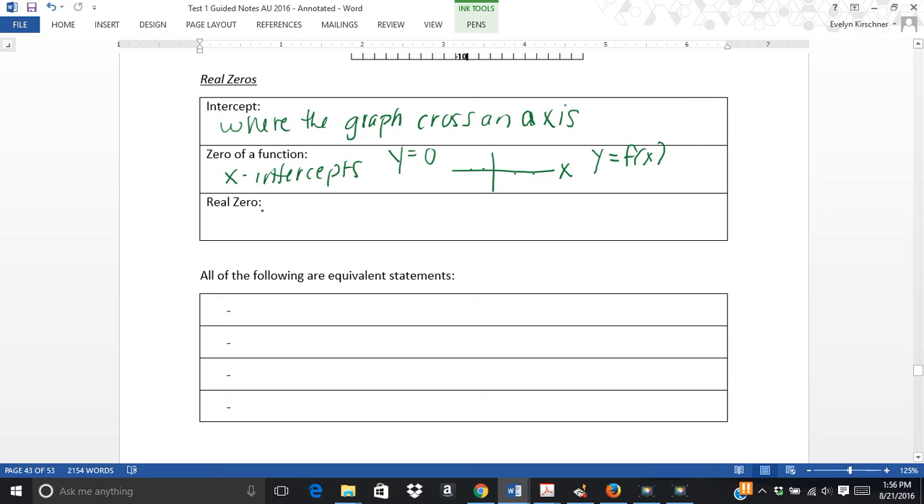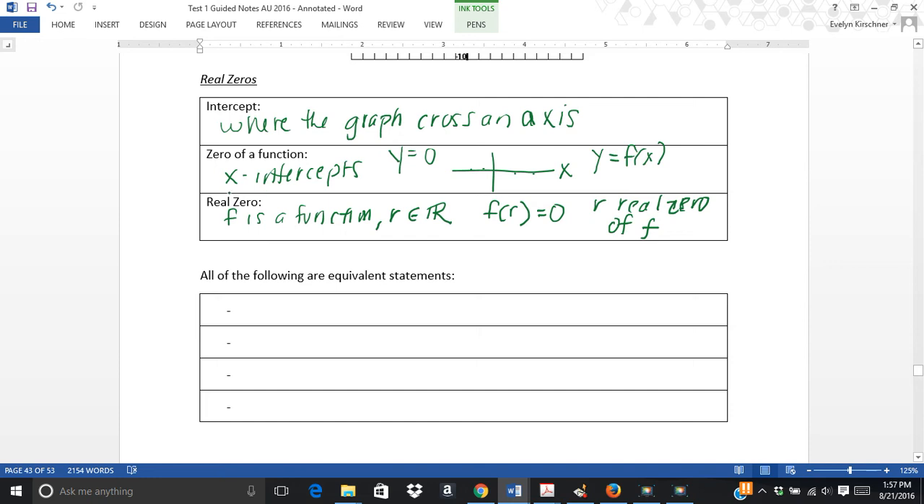So a real zero means it has to be a value that's real, right? So if I have a function f, and I have r as a real number, and I know that the function f evaluated at r is 0, then r is a real zero of f. So that's my definition of a real zero. It's really my values of x that give me f of x is 0.